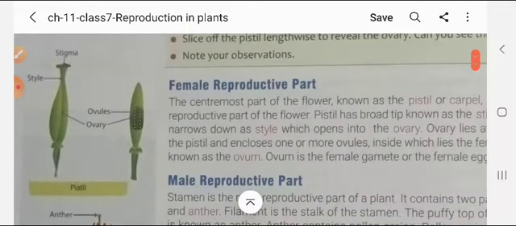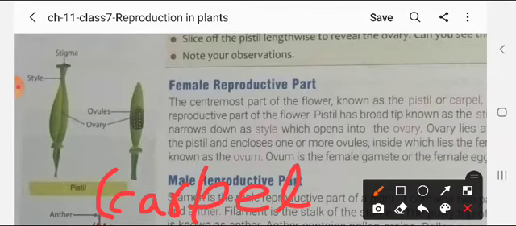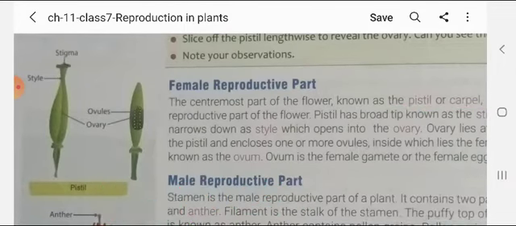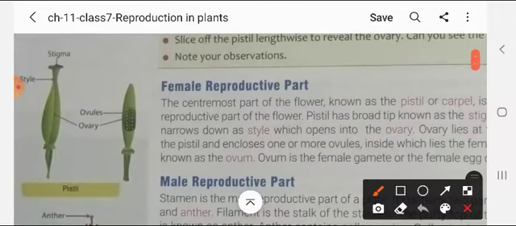By the side picture you can see that this whole female reproductive part is named the pistil, or you can also say carpel. So you can see here the pistil, also named as carpel. It is present at the center part of the flower. Students, this female part is present at the center of the flower.